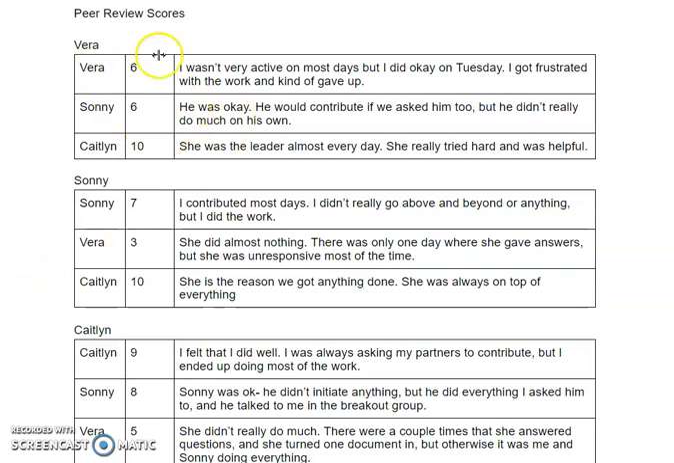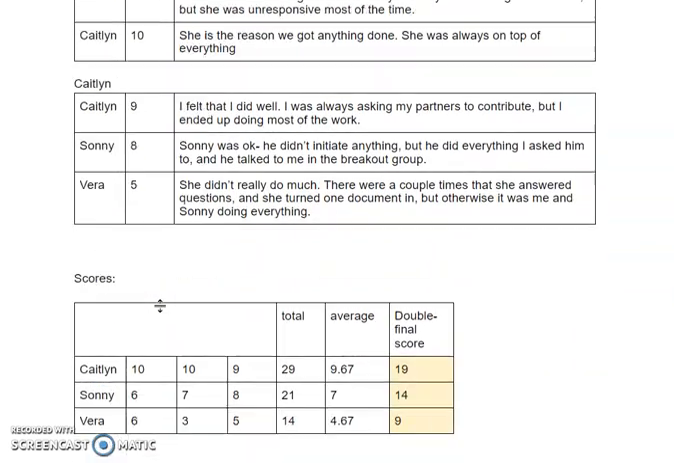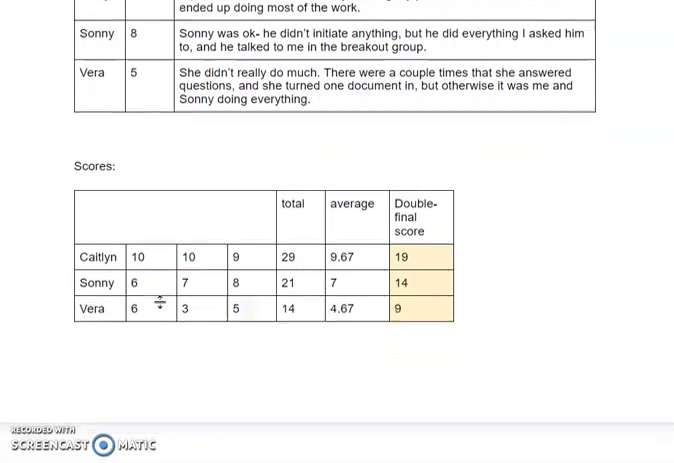So they each turned in a little table like this. You have Vera's scores that she gave everybody, Sunny's scores that he gave everybody, and Caitlin's scores that she gave everybody, along with their explanations of those scores. I take those scores, I do a little math, and then that's what goes into the grade book for you. So if we scroll down a little bit, we can see that. Here are all of Caitlin's scores, the scores she gave herself plus the scores that her partners gave her, and so forth for Sunny and Vera as well.